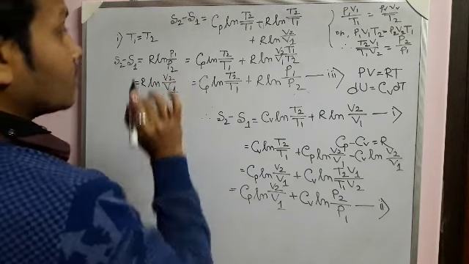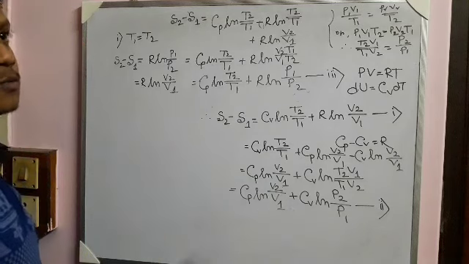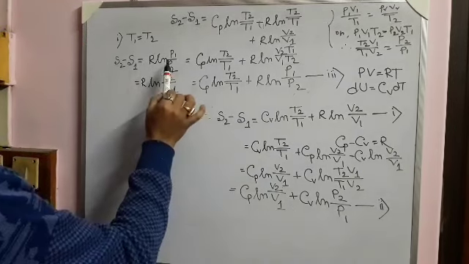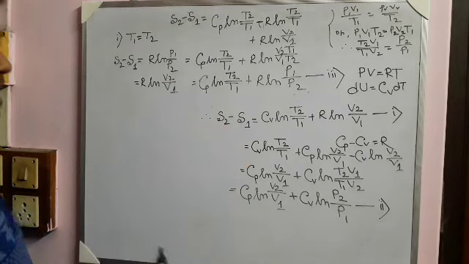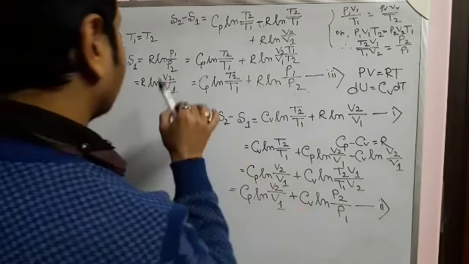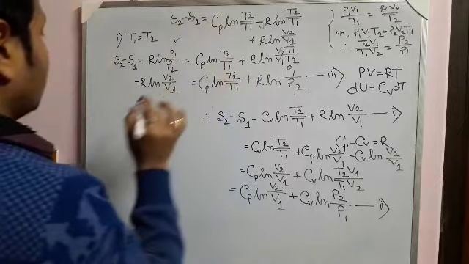Okay, so this is perfect because in an isothermal process Boyle's law holds good. You see, R ln P1 by P2 is equal to R ln V2 by V1. That means P proportional to 1 by V. So this is fine.